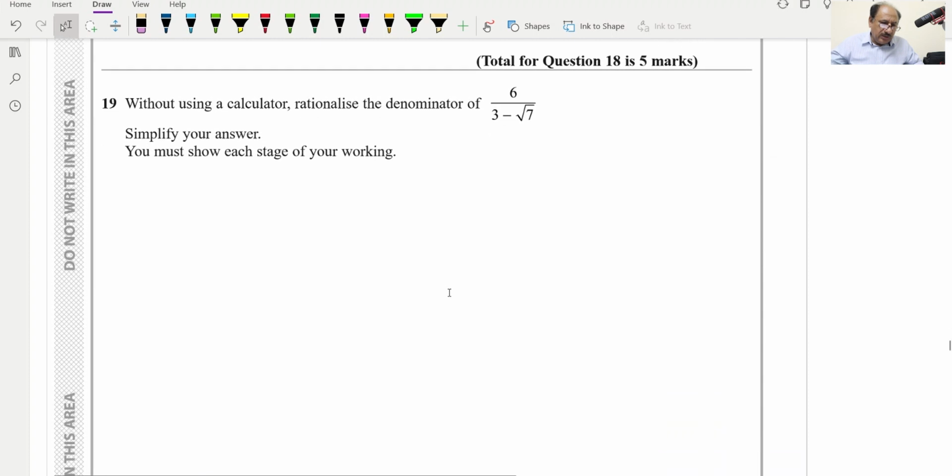Now question number 19, they're saying without using a calculator. Without using calculator means you have to show all your working. Rationalize the denominator of this one. Simplify your answer. You must show each stage of your working.